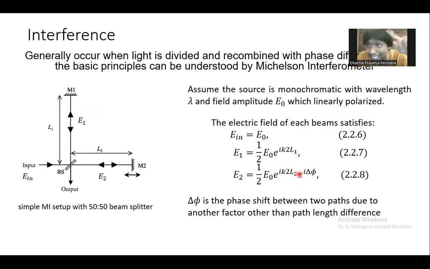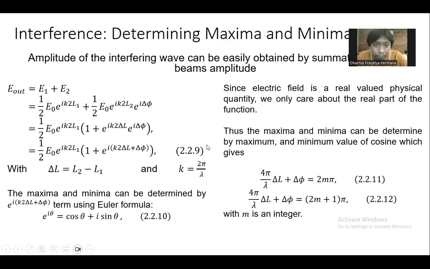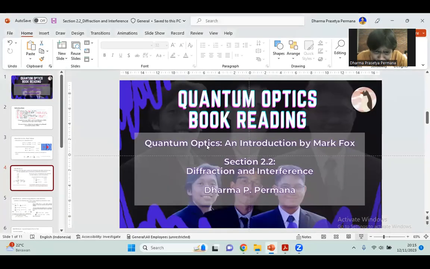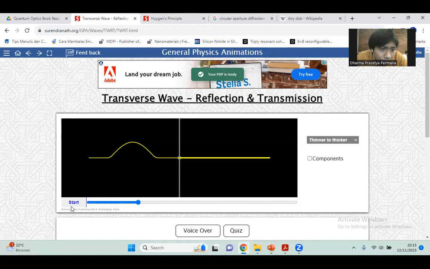But also, one interesting thing about this book is that it adds this phase shift, which is equal to delta phi. Delta phi is the phase shift between each of the beams, which happens not only because of the path length difference, but because of another factor. One of the factors is the phase shift due to reflection off some media. I have an animation to describe this phenomenon here.